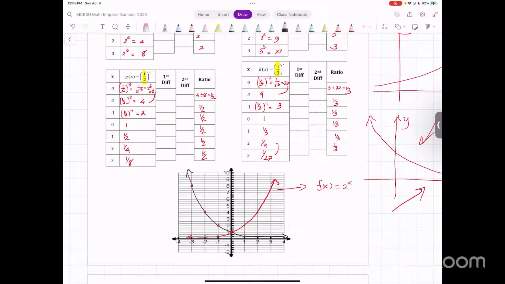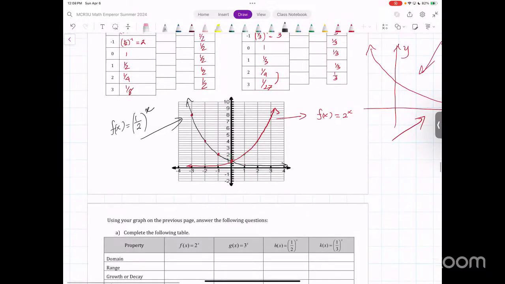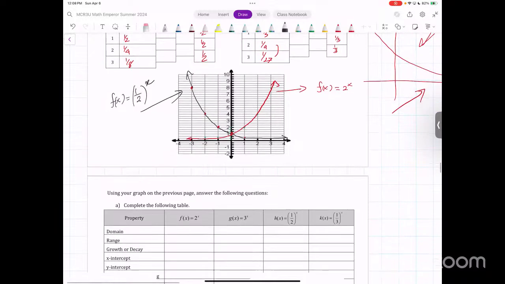Hello. Yes, Javier. And then obviously you can see the growth means the graph goes this way. Decay means it is coming down. So we're going to label that. This is going to be f of x is equal to 1/2 to the power of x. So using the graph on the previous page, answer the following question.